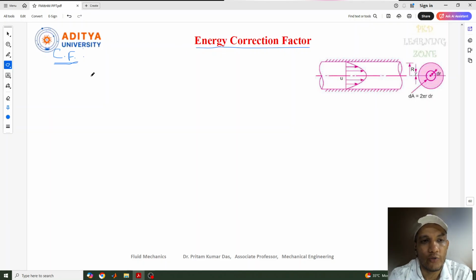So a correction factor can be defined as a value which is used to adjust a measurement or calculation. If you are doing some kind of calculation or an experimental measurement, the value needs to be adjusted. Why? To get the accurate value.